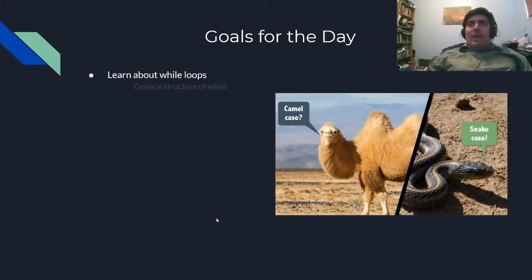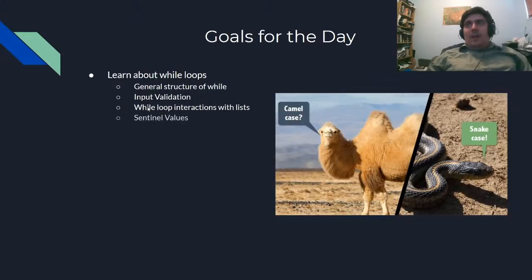So what's the goal for the day? We'll learn about while loops, use them for input validation, do a little bit of list stuff maybe, and talk about what a Sentinel value is. I guess other examples. We'll talk about constants. I've not actually really talked about how we're going to use them in this class, and so now's a good time to introduce them.